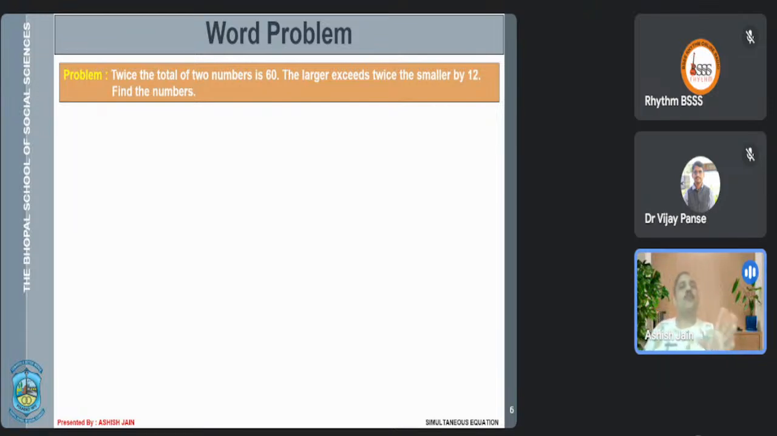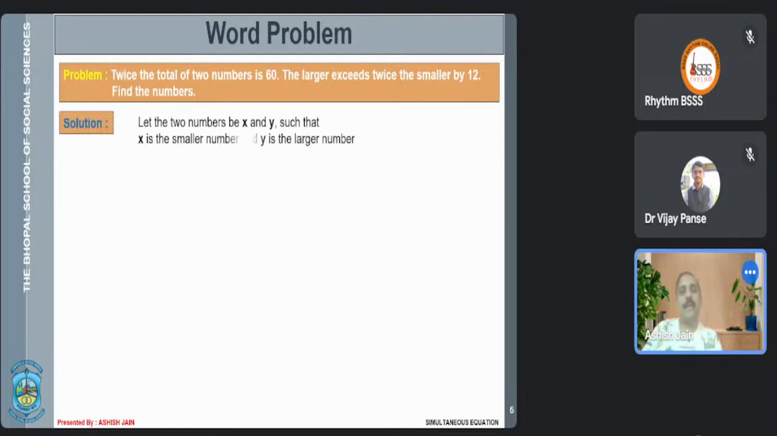Twice the total of two numbers, that means the total of two numbers is given, and it is 60. We don't know those numbers, so what we don't know, we will substitute. Let us now substitute that the two numbers be x and y, right? You have to state that x is the smaller number and y is the larger number. It's your choice, you can take either one as smaller or larger. Okay.